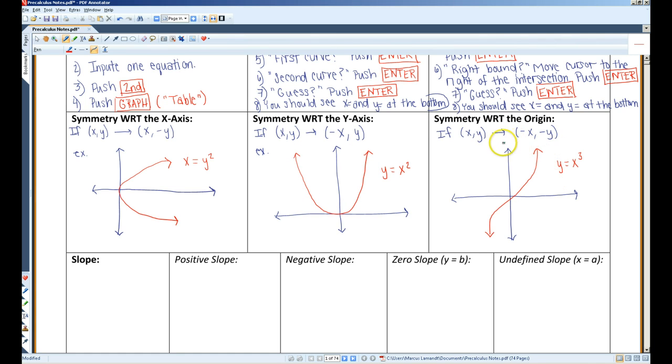A graph is said to be symmetric with respect to the origin if, for every point (x, y) on the graph, the point (-x, -y) is also on the graph. For example, forgot to write example here. Give me just a sec. There we go. For example, y equals x cubed. For every point (x, y), you have (-x, -y).